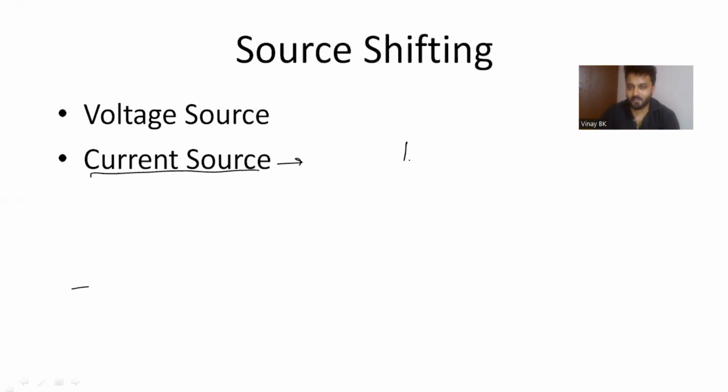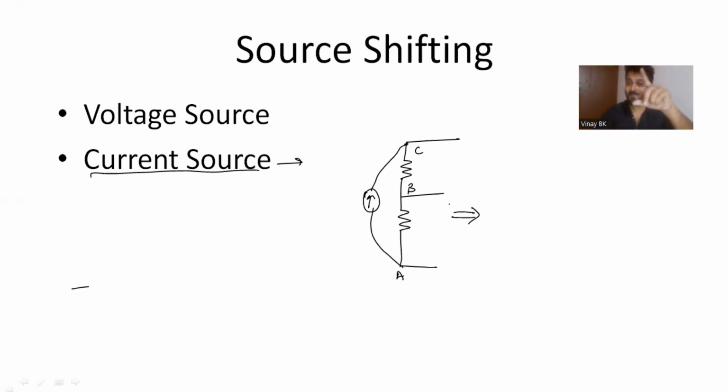Suppose there are two resistors connected between three nodes, say node A, node B, and node C, like this. And there is a current source from node A to C. In this case, you need to shift the current source. Before that, you should check that the current is flowing from A to C directly. But you can shift that source from A to B and B to C. So like this, you can see now.